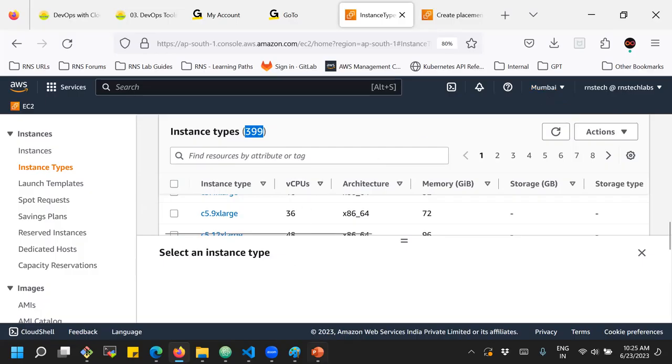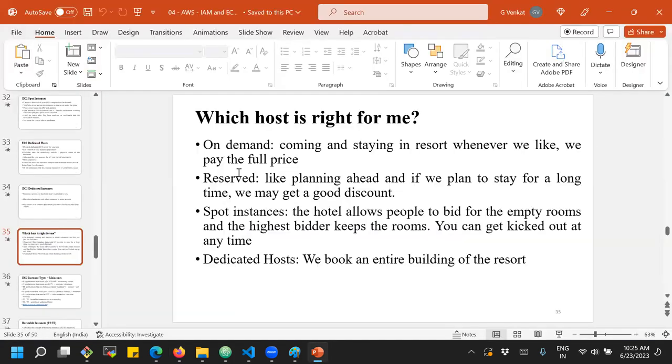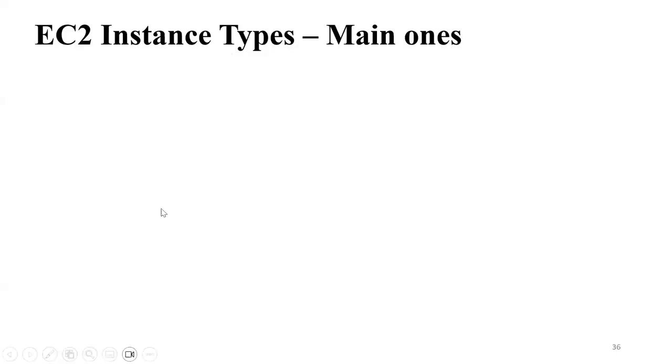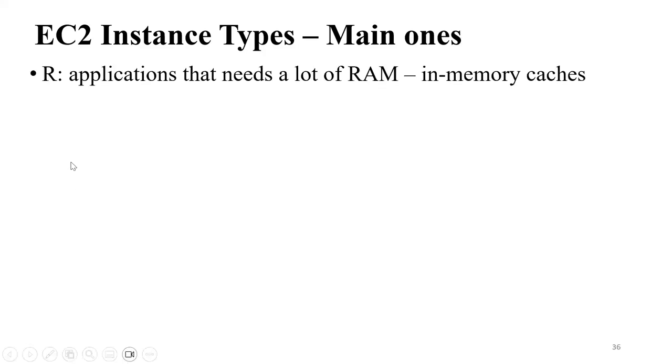But let me give a high-level overview of the different launch types available. Then we'll come back to look at the cost and all the points. This one is about instance types. We have R type instances provided by the AWS team.